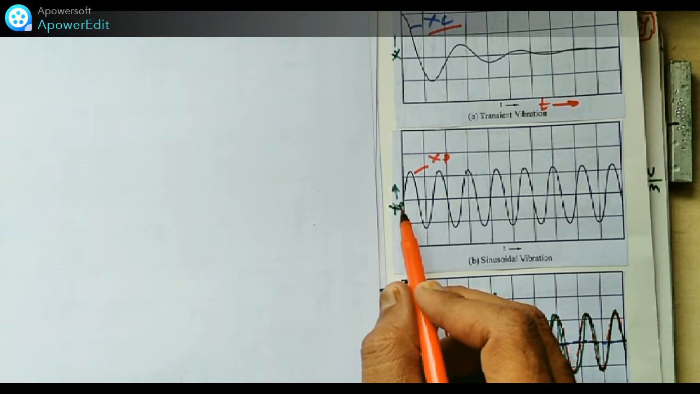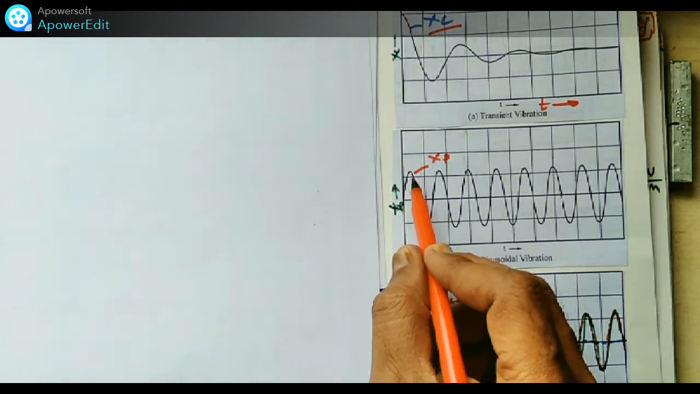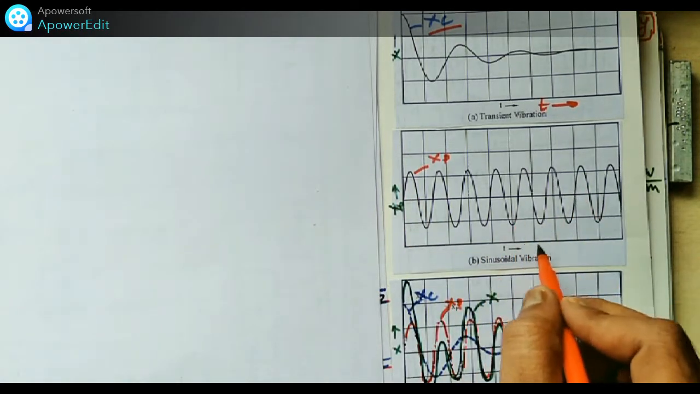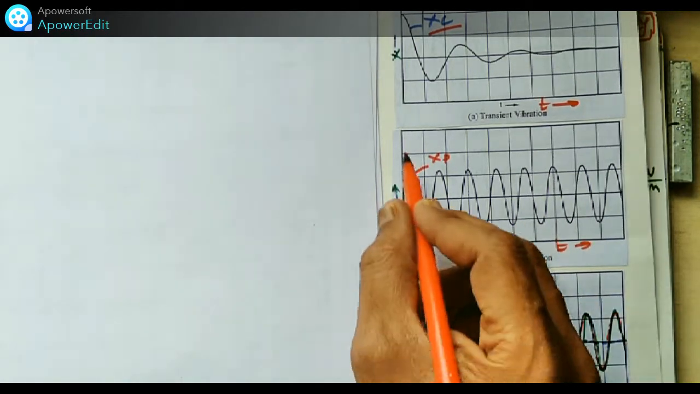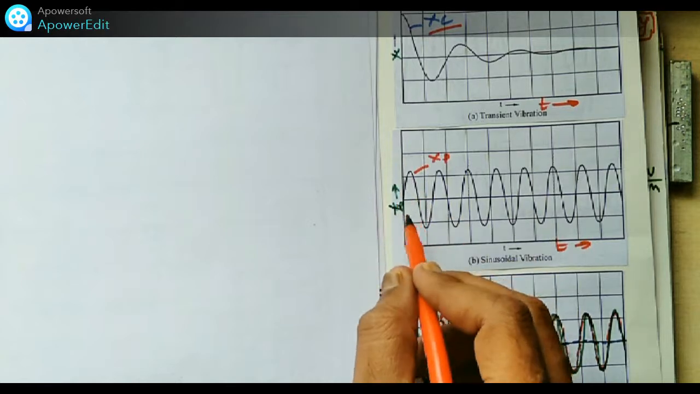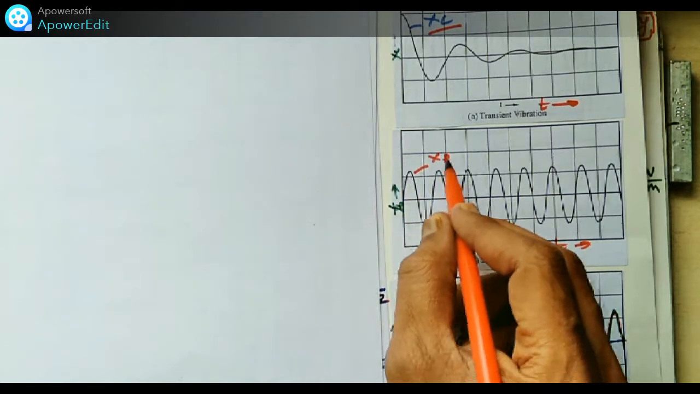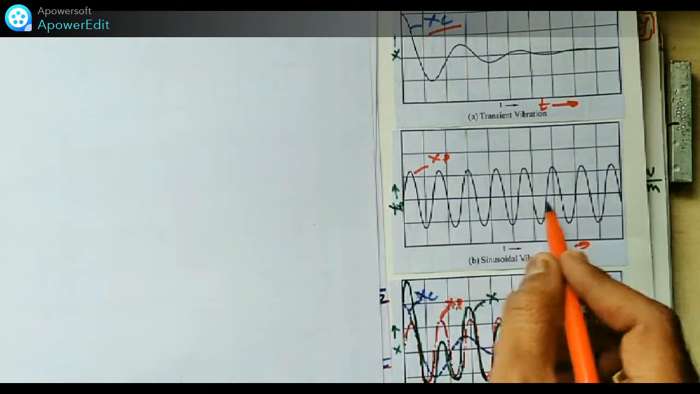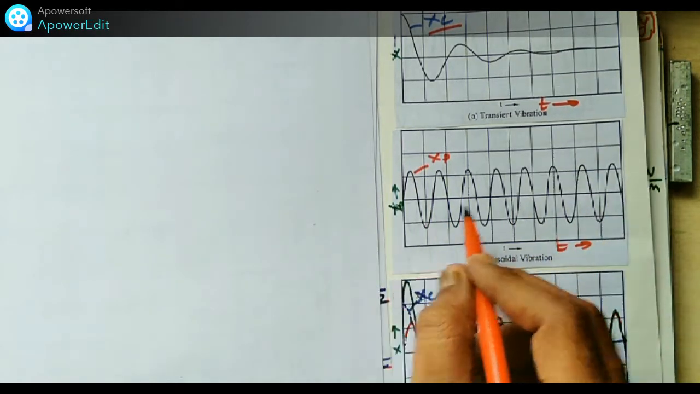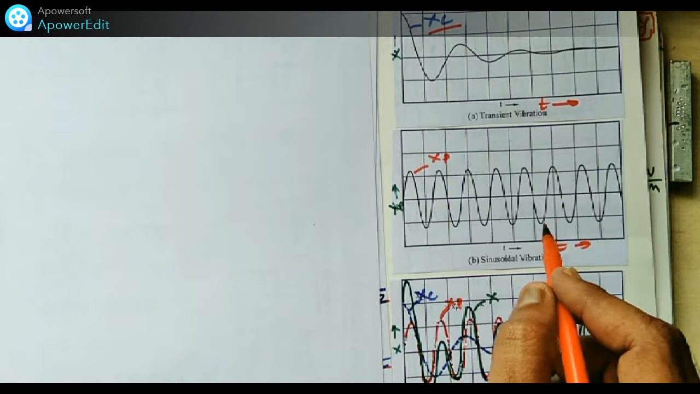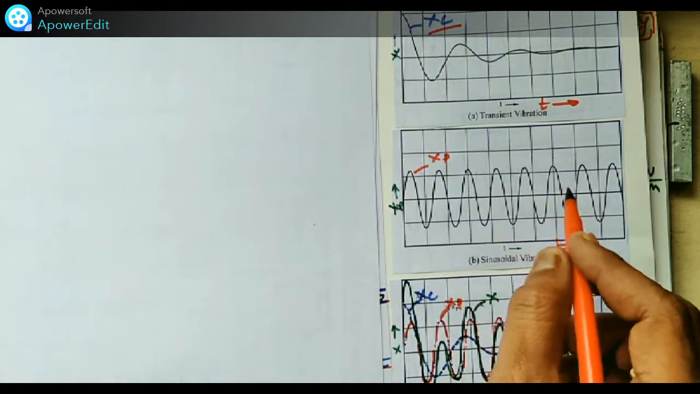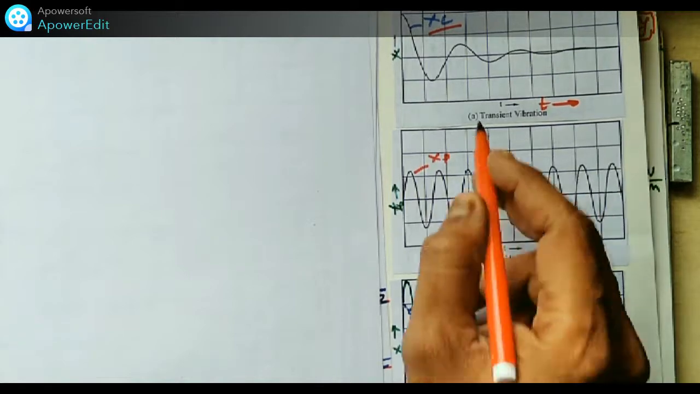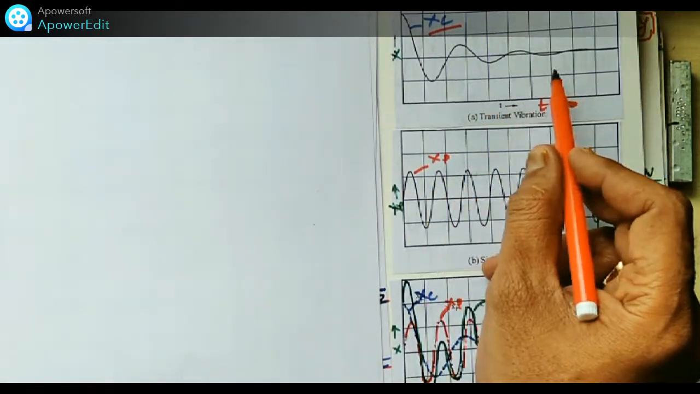Here is the steady state, where the x-axis is the time and this is the displacement, the amplitude. This amplitude is similar on both sides of the mean position. That means steady state. Even though time will lapse, it will remain the same. Here it decreases. When we combine these two, the combination will be represented here.